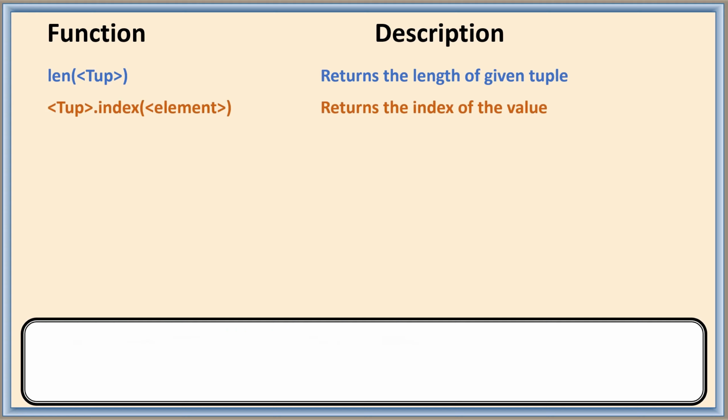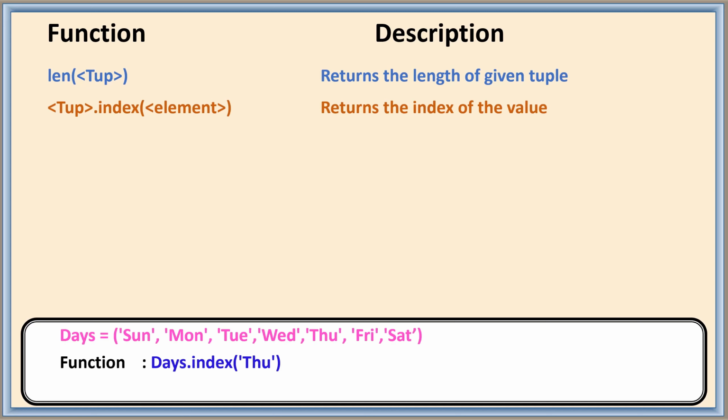Next I have index of tuple. Tuple dot index of the element, the value we give, will return the index number of that particular element at which it occurs the first time in the tuple. In case it is repeated more than once, it will take only the first one. Days dot index of thu I have given. Index numbers start from 0, so thu is 4.